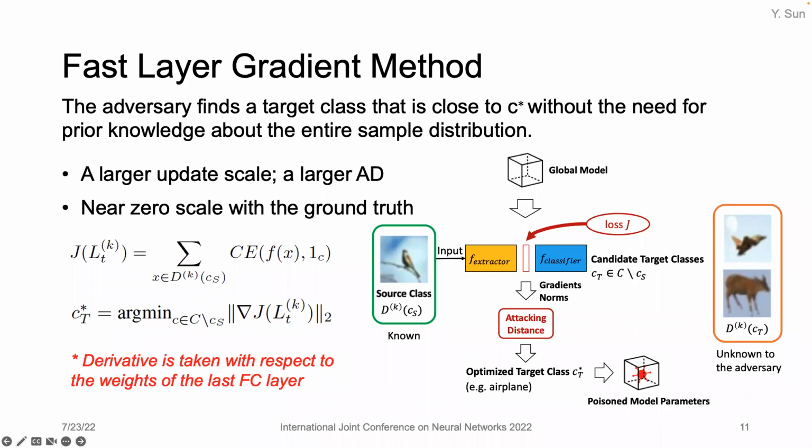Then from the gradient norm, we can measure the expected attacking distance by comparing the different update scales, so that we can find an optimized target class by choosing the target with the minimum distance to the source class.